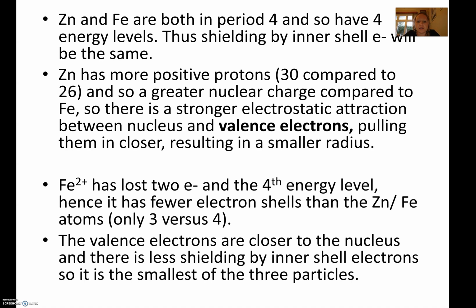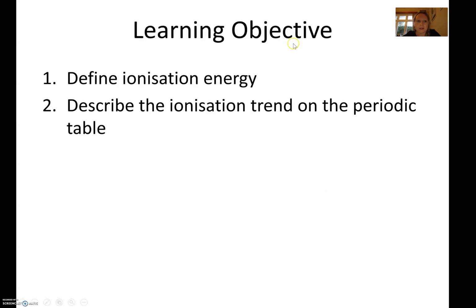Okay, feel free to pause and have a proper read through and let me know if you have any questions, but we have actually just gone through all that. Okay, that's the end of lesson 3. We'll pop back in a second to do lesson 4 on ionisation energy.